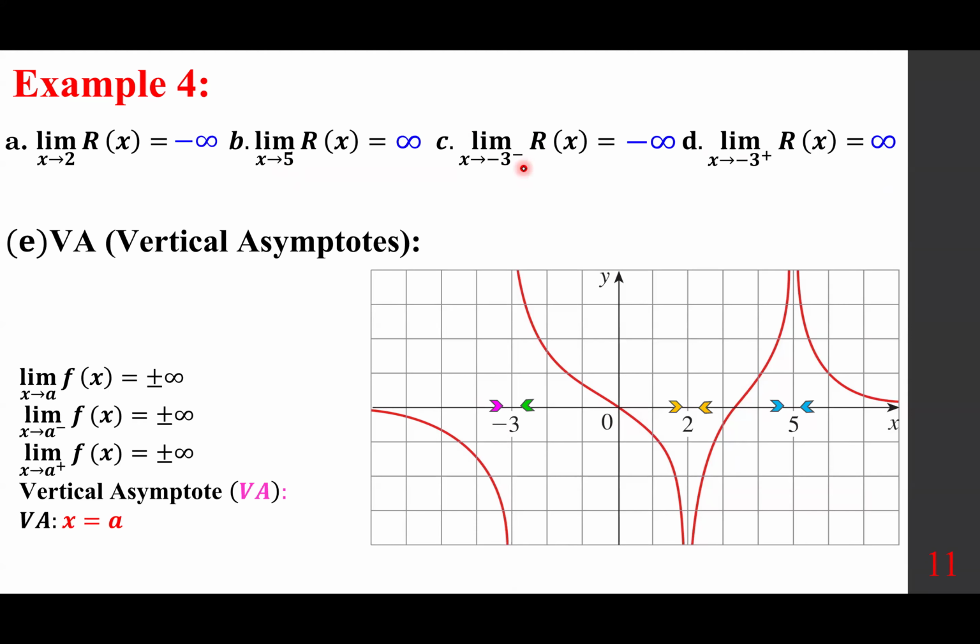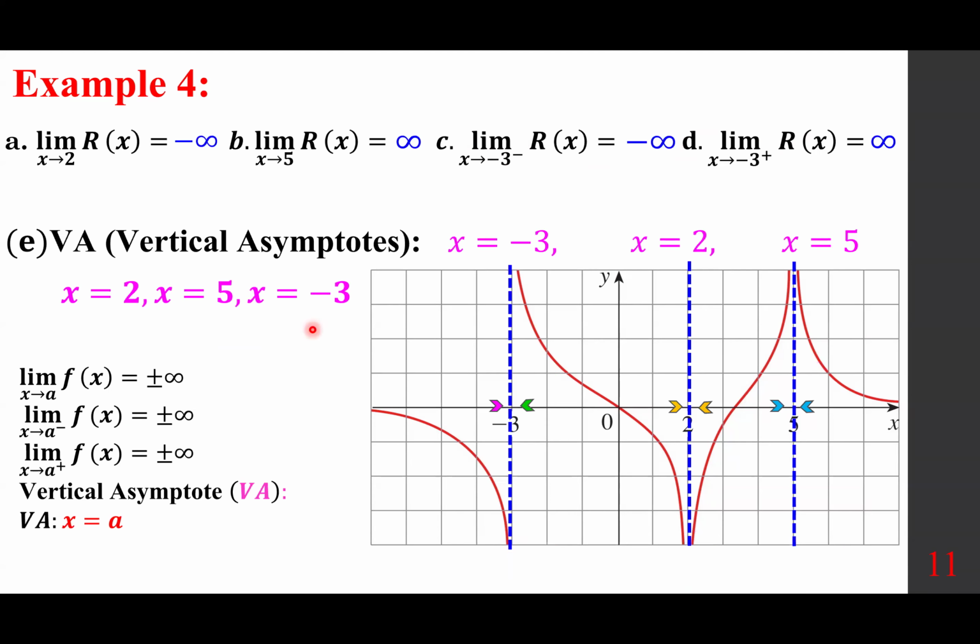So according to the definition of a VA, if you look at this one, that means x equals 2. If we look at this one, that means x equals 5. If we look at this one, that means x equals minus 3, and that gives the same result. These two, both of them, give the same result. And so x equals 2, 5, and x equals negative 3 are VAs, vertical asymptotes, and we write the equation next.